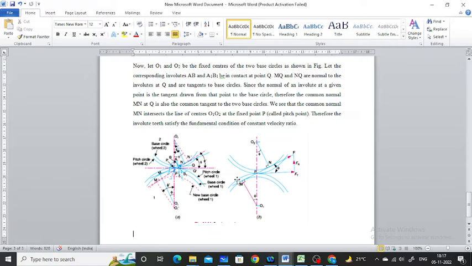Okay, we see that the common normal MN intersects the line of centers O1O2 at a fixed point that is called the pitch point. Therefore, the involute tooth satisfies the fundamental condition of constant velocity ratio, जिसको लॉ ऑफ गियरिंग में कहा था. Okay, it is all about the involute.